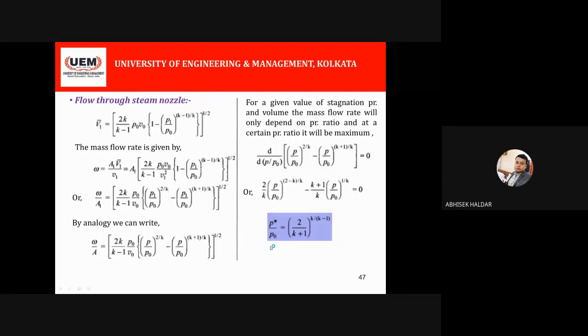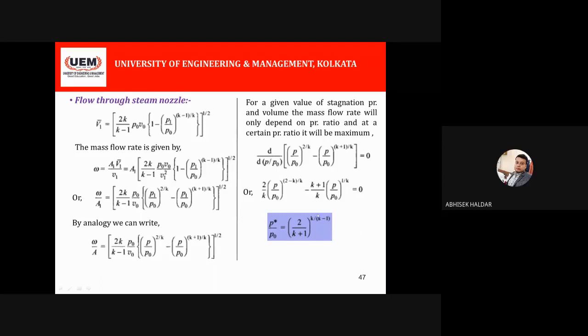This ratio is (2 by K plus 1) to the power K by K minus 1. Very important. You may have to use this equation in several problems. If we put this equation over here, I will get the maximum value of discharge. Is that clear up to this? Yes, sir.